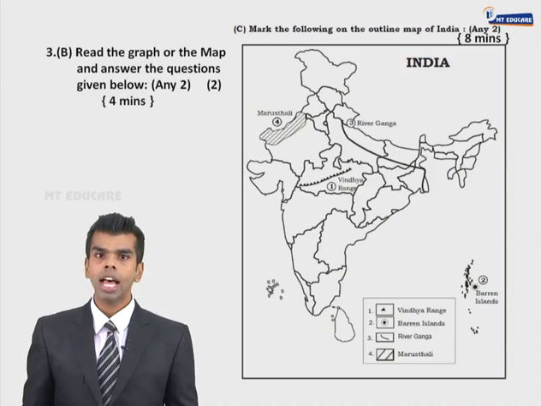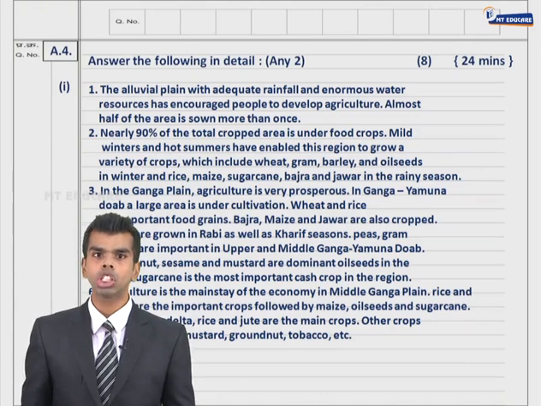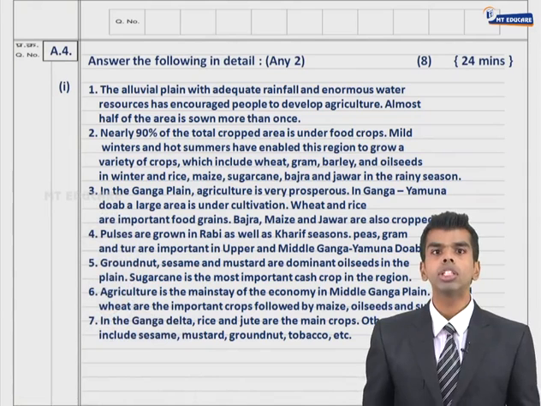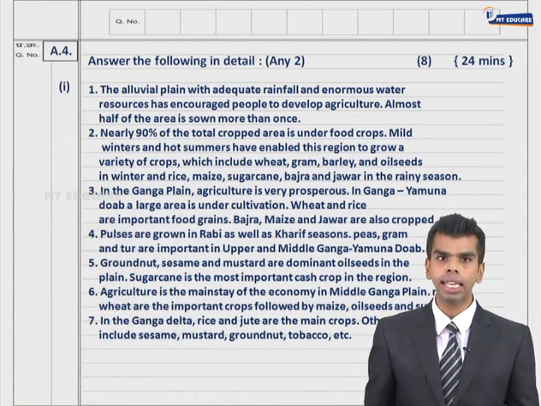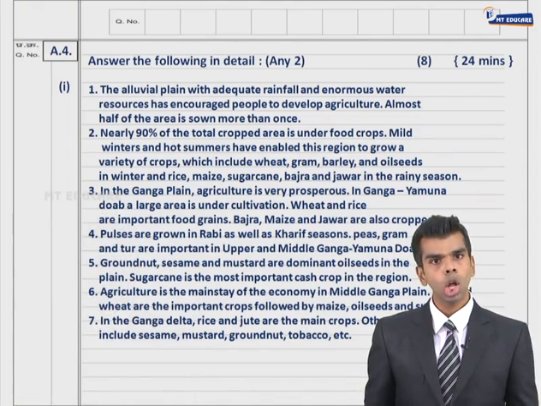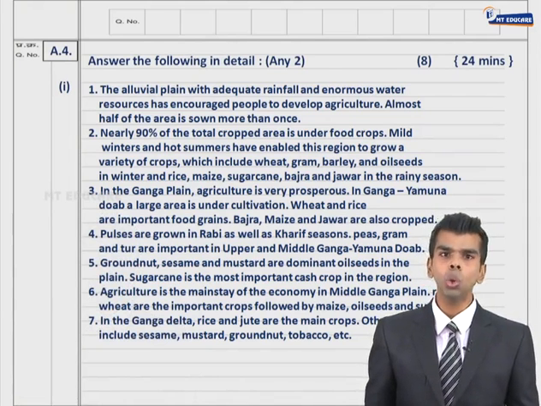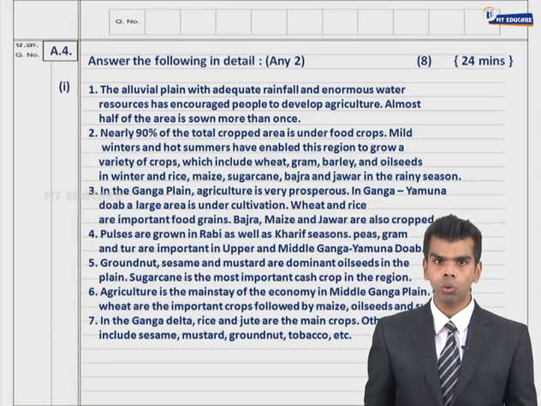Similarly, the last question in geography is called question number 4, and this question number 4 is called the answer in detail or the long answer. In the long answer, you need to attempt any 2 questions out of the 3 questions given over here.